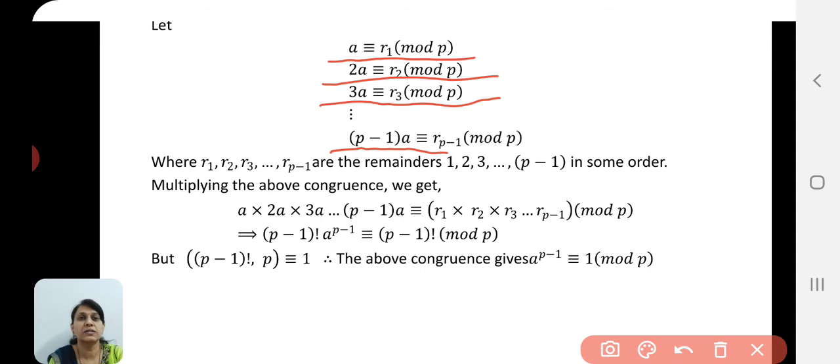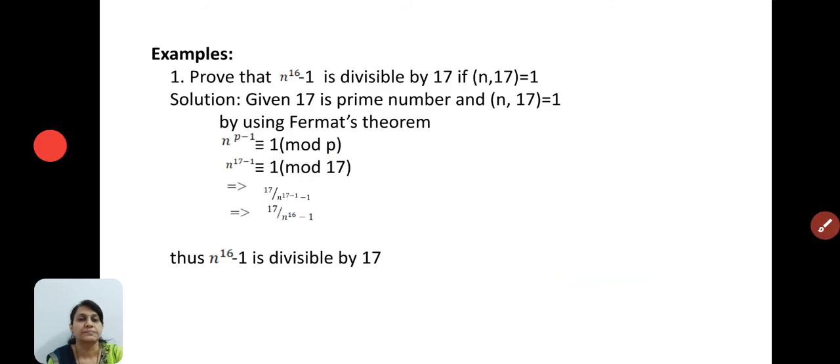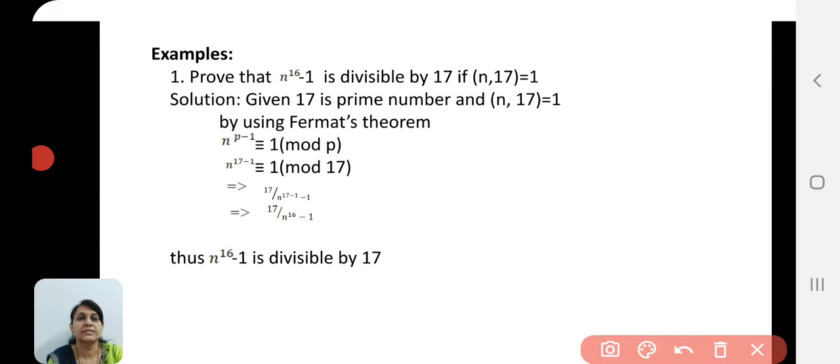So multiplying all these, we will get (p minus 1) factorial into a raised to p minus 1 is congruent to (p minus 1) factorial mod p, which gives a raised to p minus 1 is congruent to 1 mod p. Let us solve some examples.